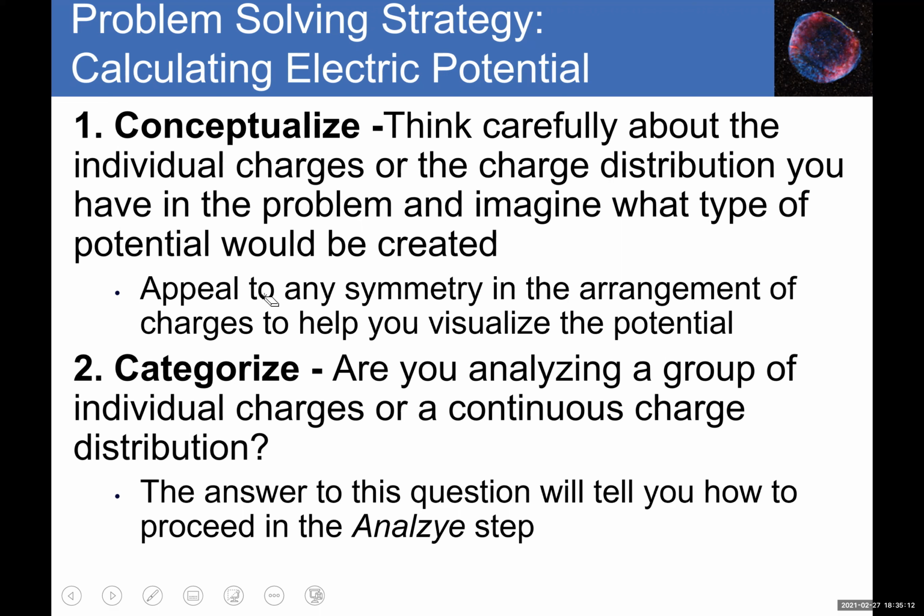You just find the potential due to each charge and add them together algebraically. If you have a continuous charge distribution, then you have to do the integral. Again, it's a little bit simpler integral, but still, it's an integral nevertheless. You have to approach it the way we did for the electric field due to a continuous charge distribution. That means use the symmetry, maybe even use Gauss's law to get the electric field, and then use the integral to find the potential. Again, categorize: are you analyzing a group of individual charges or a continuous charge? And the answer will let you know how to proceed in the analyze step, which will be the next one.